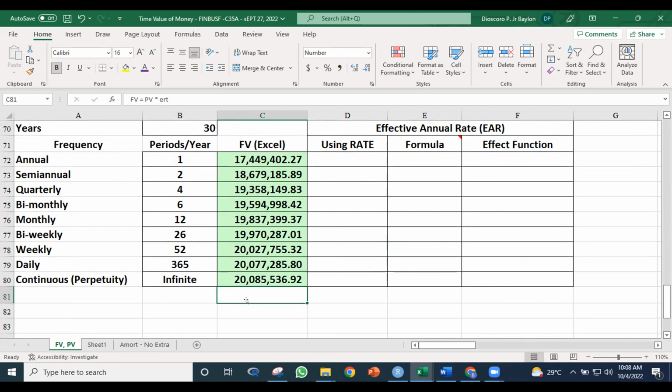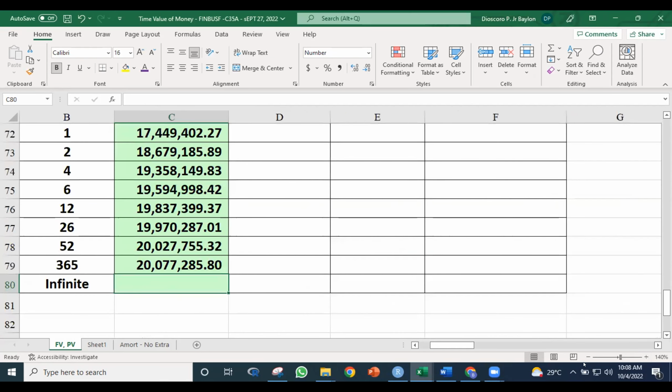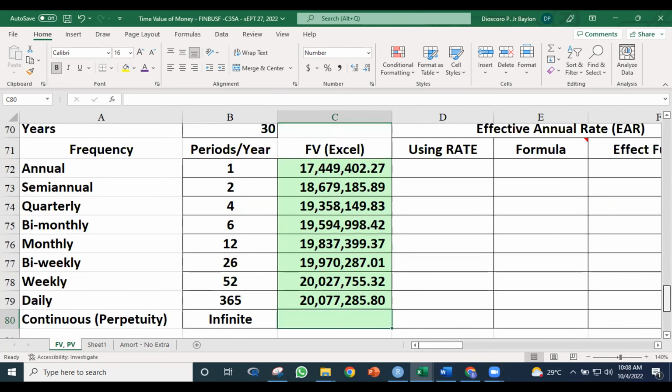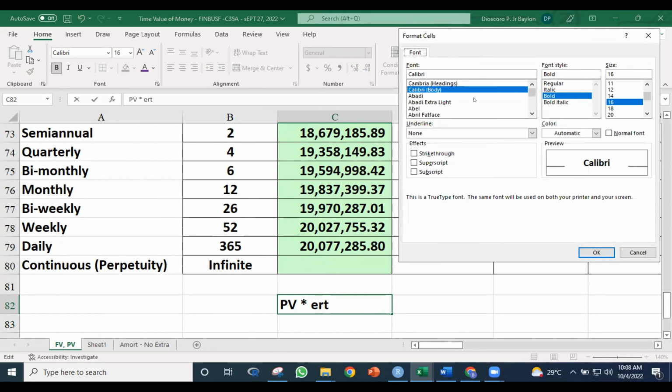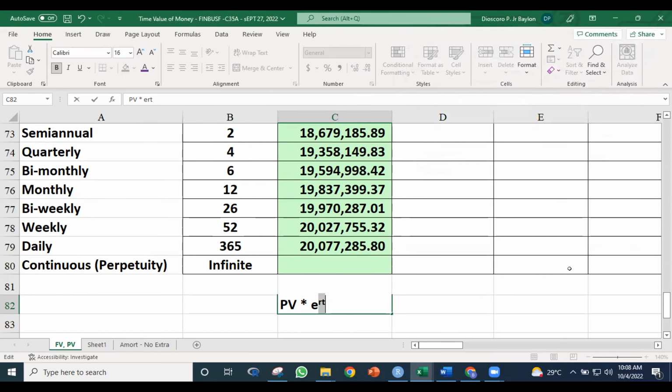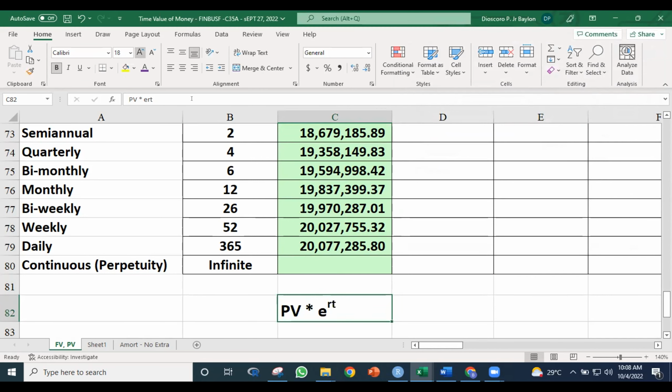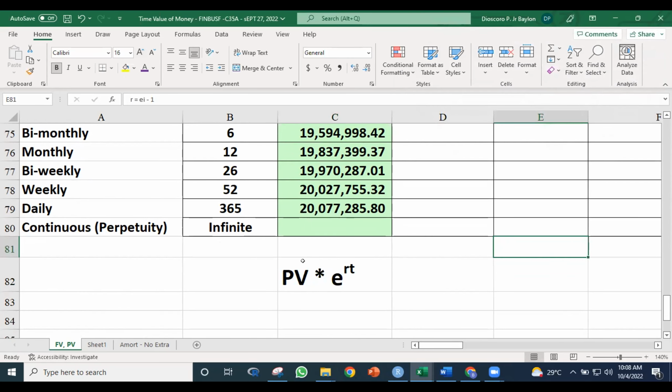Okay, now how about this? What if it's infinite compounding? There's such a thing as infinite compounding. How do we now compute for infinite compounding? Okay, so for infinite compounding, we use this formula. That's PV times e to the power, okay. So this is the formula for continuous compounding, or what we call perpetuity.